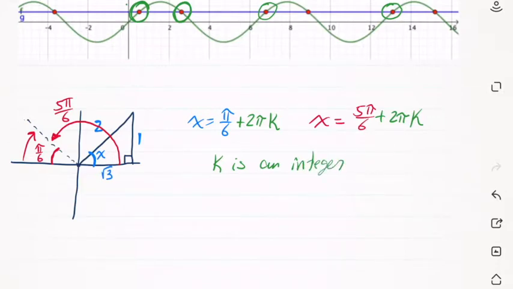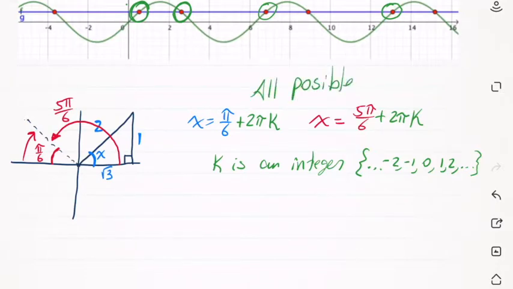This is a way of representing all the possible answers of this equation. Since k is an integer, it takes care of the negative numbers, 0, and the positive numbers, off to infinity. So that represents all possible answers. It's pi over 6 plus 2 pi, pi over 6 plus 4 pi, pi over 6 plus 6 pi, and while we're at it, we can go pi over 6 minus 2 pi, and so forth and so on. So this becomes all possible answers for this equation.